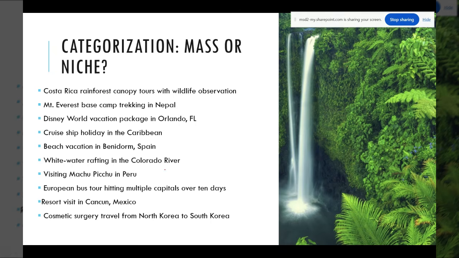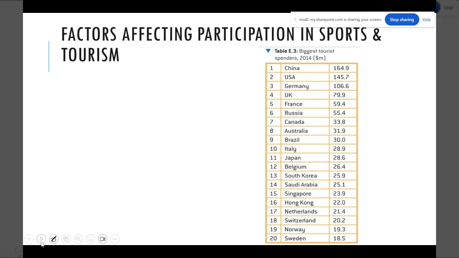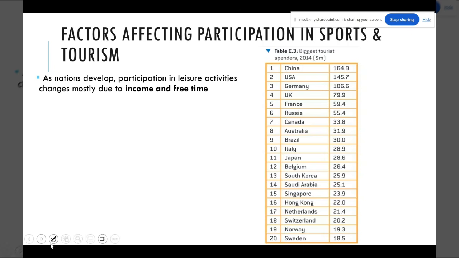Then we did, this is just categorizing. I'm not going to go through that again. You can check that out at your leisure, no pun intended. Factors affecting participation. So as nations develop, participation in activities becomes mostly due to income and free time that you have, but there's other things that impact it as well.